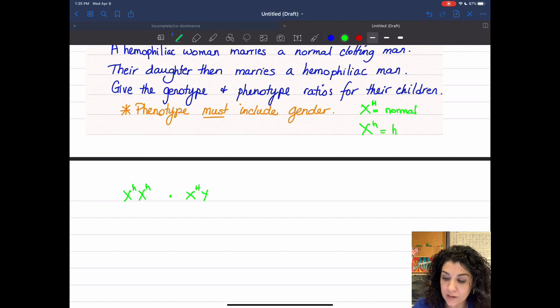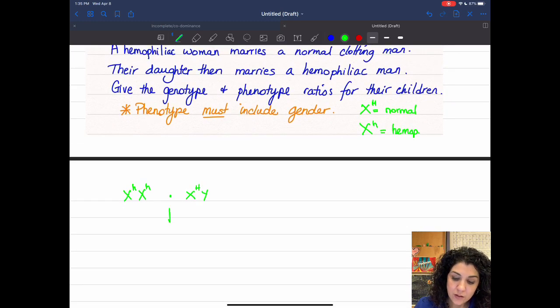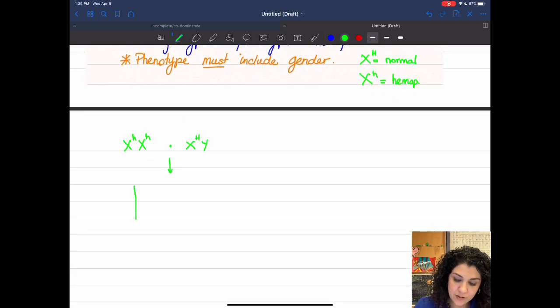X, little h is hemophiliac. Okay, so you can do that. All right, so they are going to have babies. So I'm going to do the first Punnett square. Little h, big H, Y.